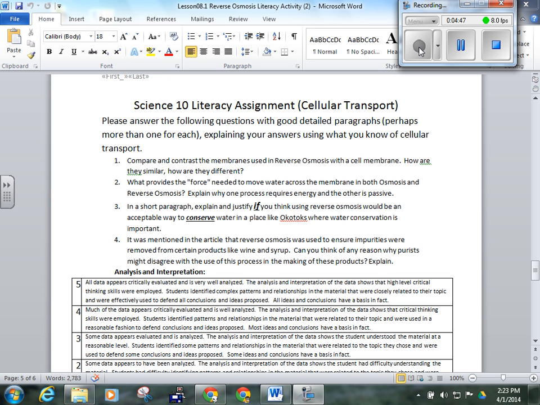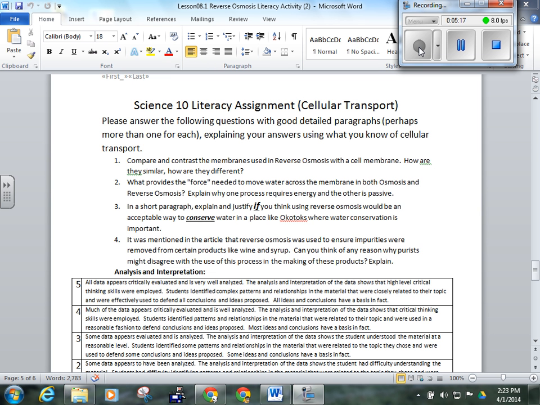Number 3 asks, in a short paragraph, explain and justify if you think using reverse osmosis would be an acceptable way to conserve water in a place like Okotoks where water conservation is important. What do we mean by conserving water? What are we trying to do with it? Use less.